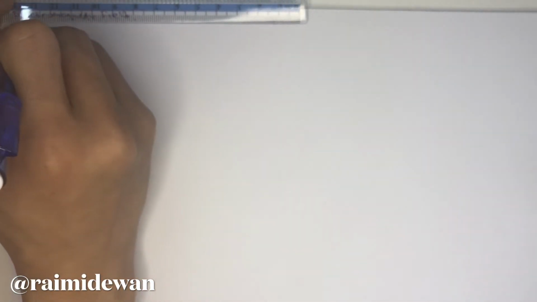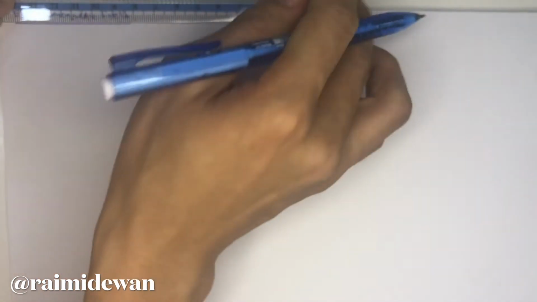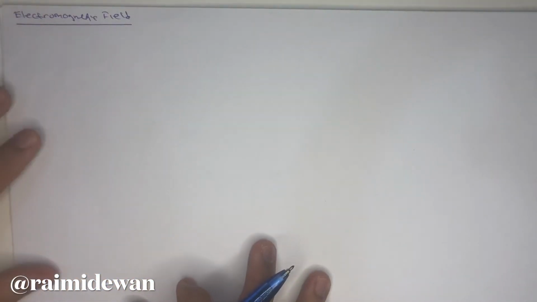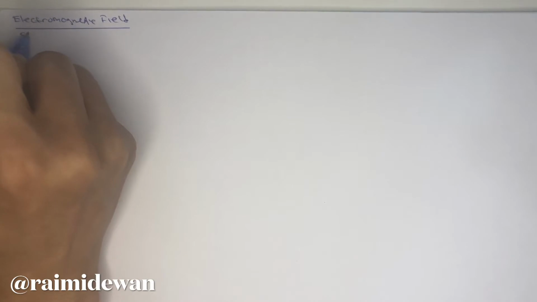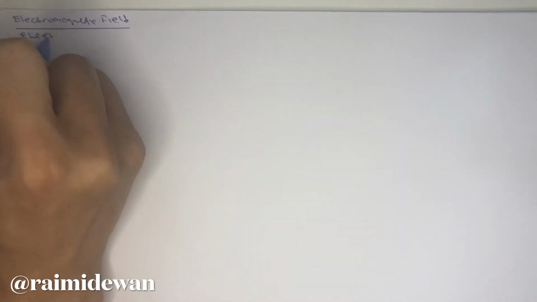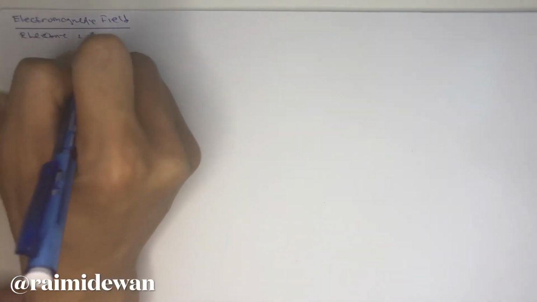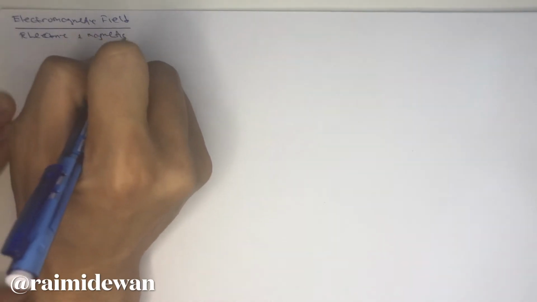So we now proceed with week 12 of our lecture, which we will discuss about electromagnetic field. This is a new type of field compared to the previous fields that we learned, because it is the combination of both electric and magnetic field.